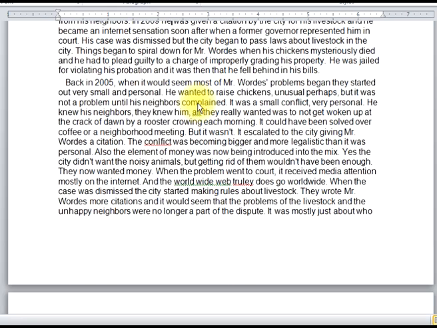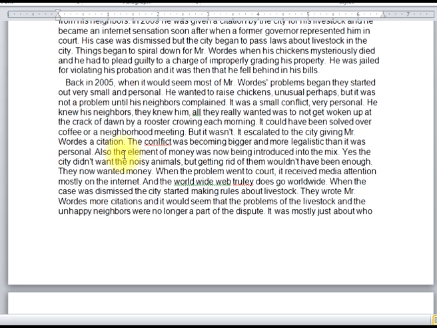Now look at the way this student shows how the expansion happens. Back in 2005, when it would seem most of Mr. Word's problems began, they started out very small and personal. Okay, so small, personal. He wanted to raise chickens, unusual perhaps, but it was not a problem until his neighbors complained. Then it was a small conflict, still very personal. He knew his neighbors, they knew him. All they really wanted was to not get woken up at the crack of dawn by a rooster, right? It could have been solved over coffee or a neighborhood meeting, but it wasn't. It escalated to the city giving Mr. Words a citation. The conflict was becoming bigger and more legalistic than it was personal.